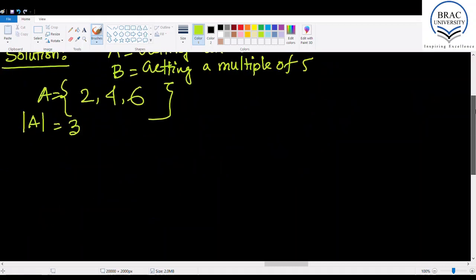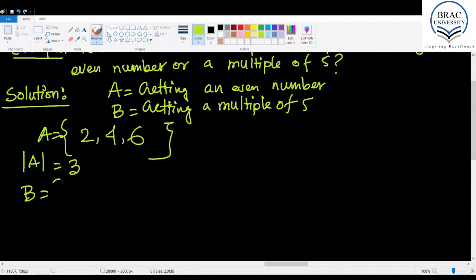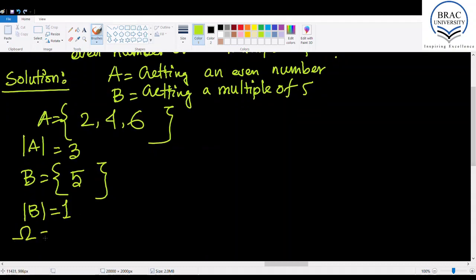Similarly, the event B will have only one element in it, and that is 5 itself, because there are no other multiples of 5 in the numbers 1 through 6. So yeah, B will have only 5 in it, and the cardinality of B equals 1. All right, and let's determine the sample space. So the sample space will have these 6 elements and the cardinality is 6.